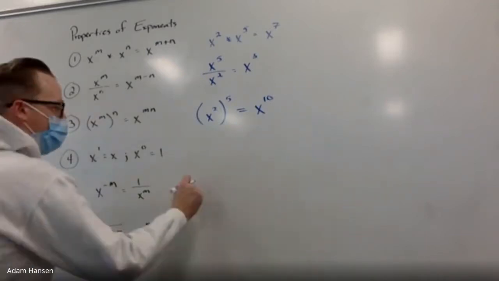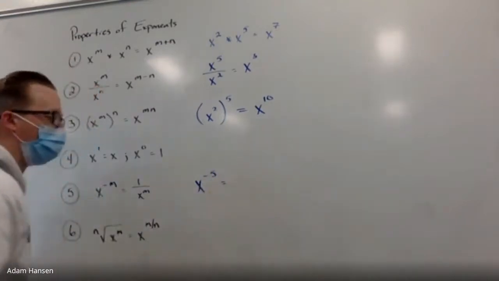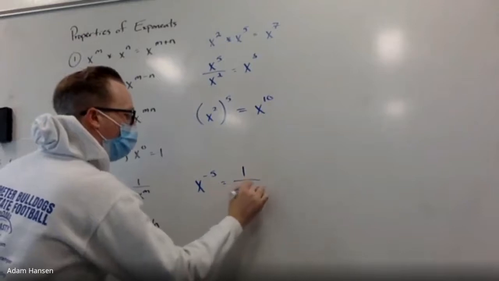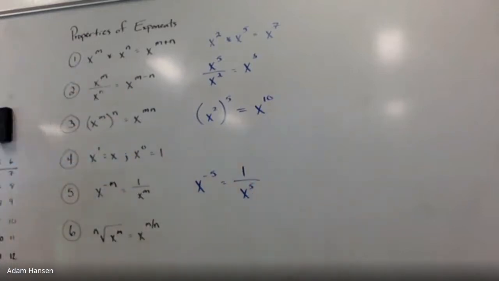So x to the negative fifth would be 1 over x to the positive fifth. I make it back into a positive exponent by shifting it back down into the denominator.